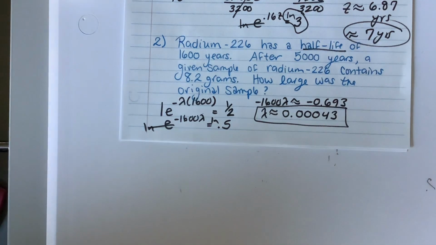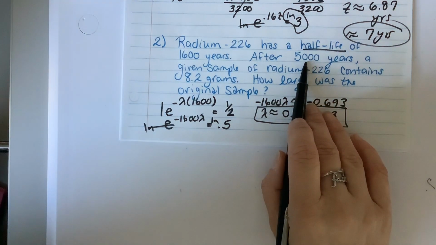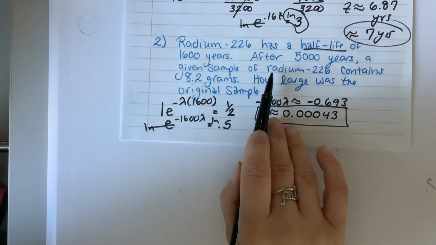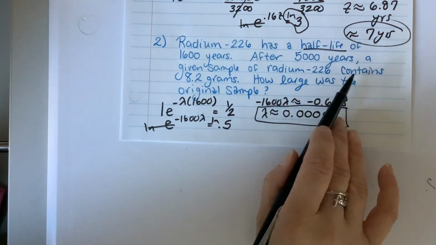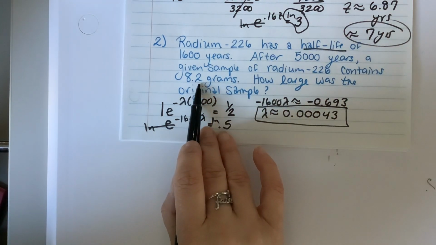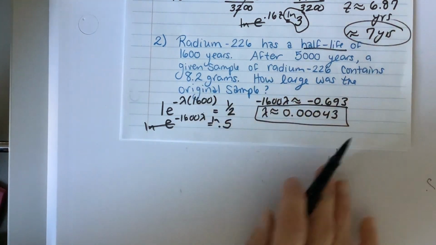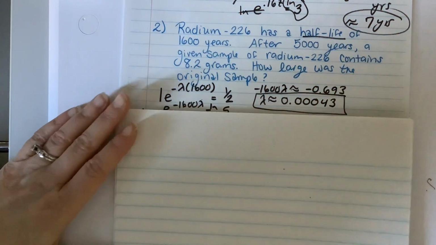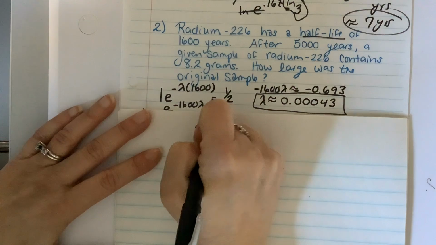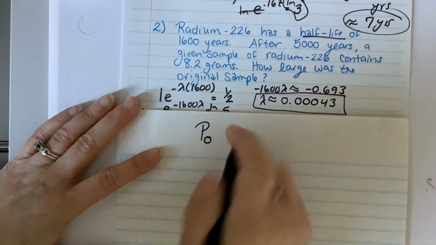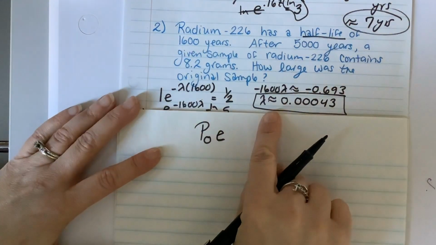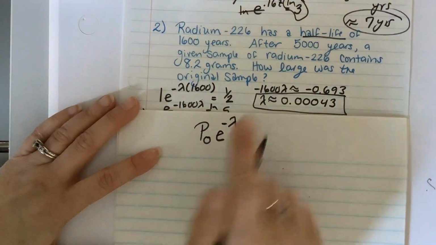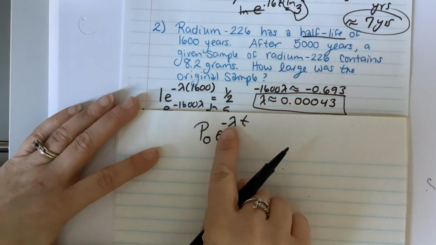But what it says is after 5,000 years, so we have a time of 5,000 years, a given sample of radium-226 contains 8.2 grams. How large was the original sample? We are looking for P sub 0. We don't know what it was at the beginning. How much did we start with? E to the lambda, notice that the value is positive.